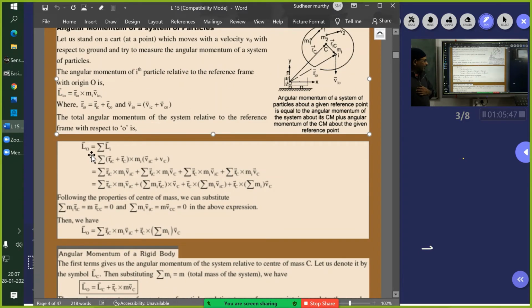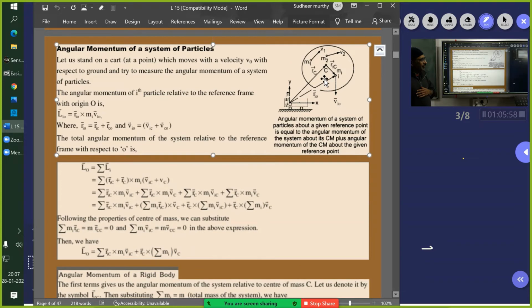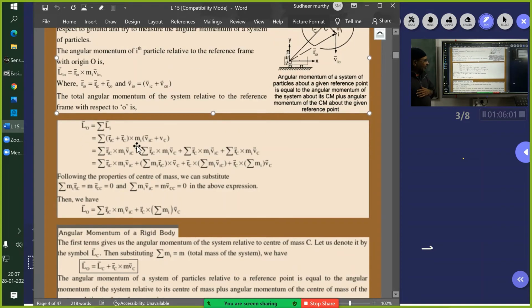So summation LO bar is equal to summation LI bar as usual. Summation LI bar is RIC plus RC, cross MI into so and so. RC is what? I think this diagram is quite clear. So open the brackets and keep multiplying things. You will get here 4 terms: 1, 2, 3, 4 terms. Now these 4 terms that you have got here.